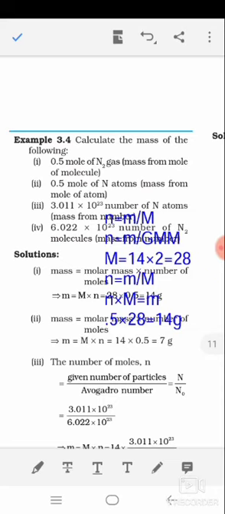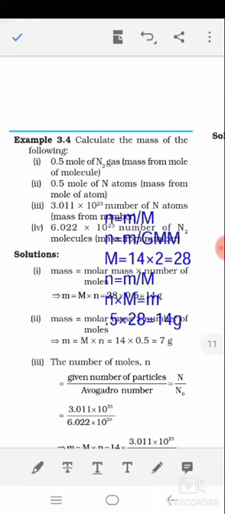n into capital M is equal to m. Then 0.5 into capital M will be what? 14. Am I right? Because gram atomic mass is 14. So 0.5 into 14 is equal to 7 gram. Okay, so I think you may be clear.